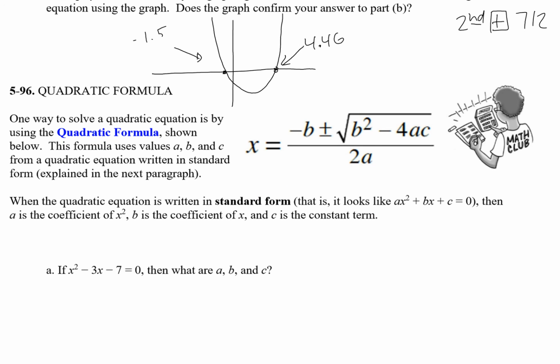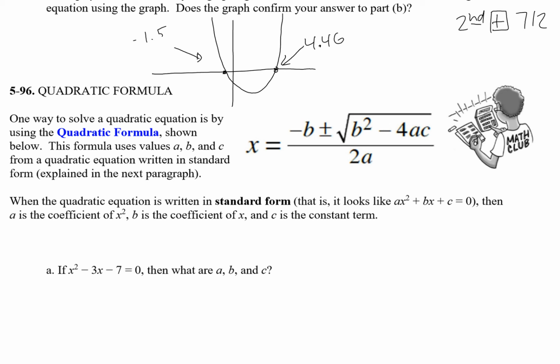Okay, so let's move on now to question 96. It says the quadratic formula. One way to solve a quadratic equation is by using this thing called the quadratic formula shown below. Actually, it's off to the right. This formula uses a, b, and c from a quadratic equation written in standard form, explained in the next paragraph. Okay, standard form. When an equation is written in standard form, that is, it looks like ax squared plus bx plus c equals 0, then a is the coefficient of x squared, b is the coefficient of x, and c is the constant term.